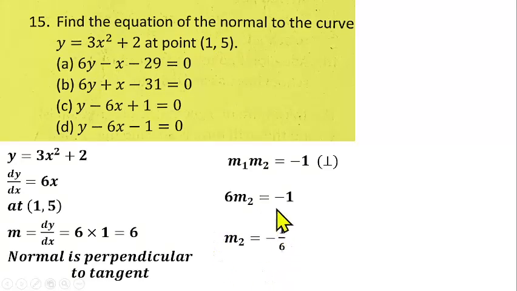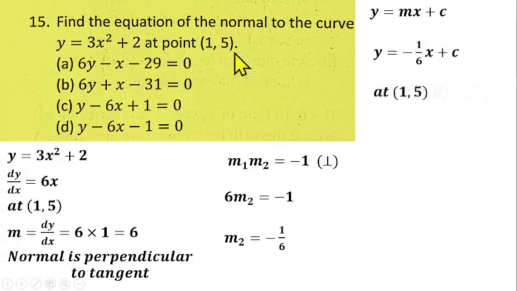So this is now the gradient of the line we are looking for. And like I said, the line you're looking for is a linear equation, and you can use the template of a linear equation, which is y equals mx plus c, where m is the gradient and c is the y-intercept. So if you substitute this here, you have y equals minus 1 over 6x plus c.